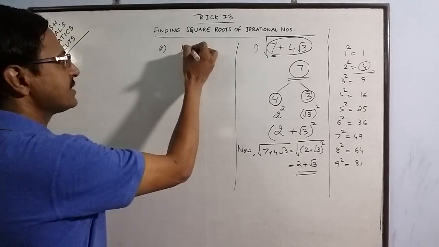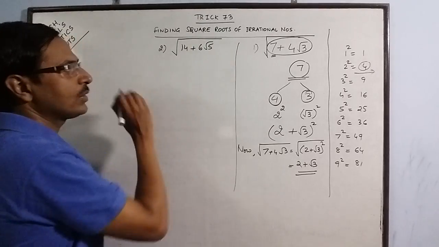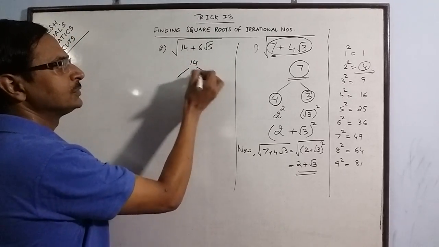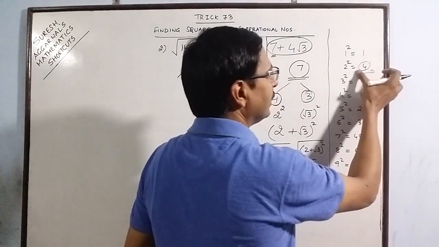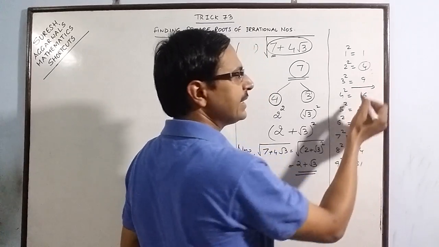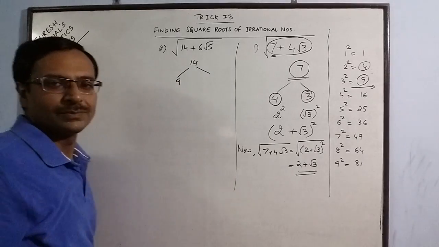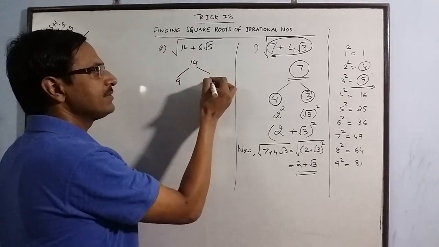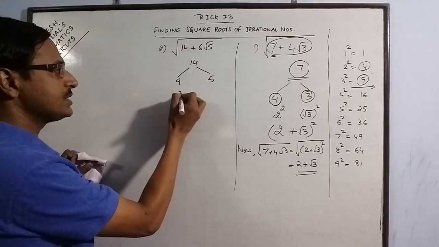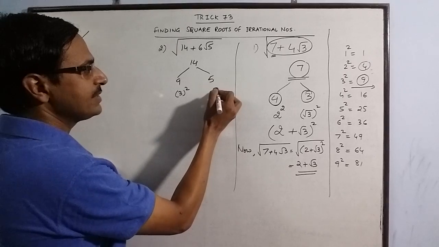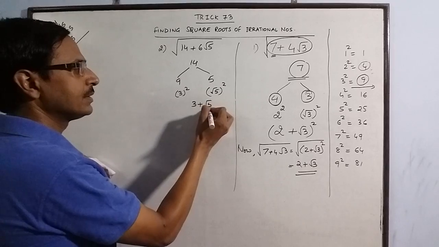Say we have 14 plus 6 root 5. Now here we have to find the square root of this. So we have the number 14. Now I have to break 14 into two parts. Let us see, where does 14 lie. 14 lies between 9 and 16. So I am taking one part as 9. So 14 minus 9 is 5. So the other part is 5. Now 9 is 3 square and 5 is root 5 square. So the whole square is this.